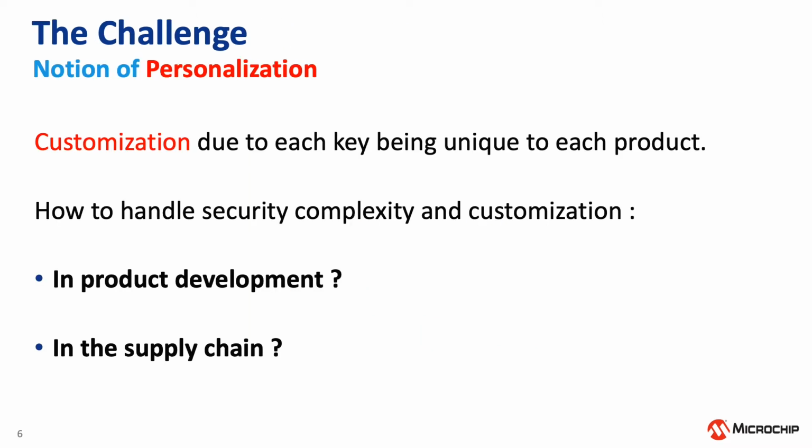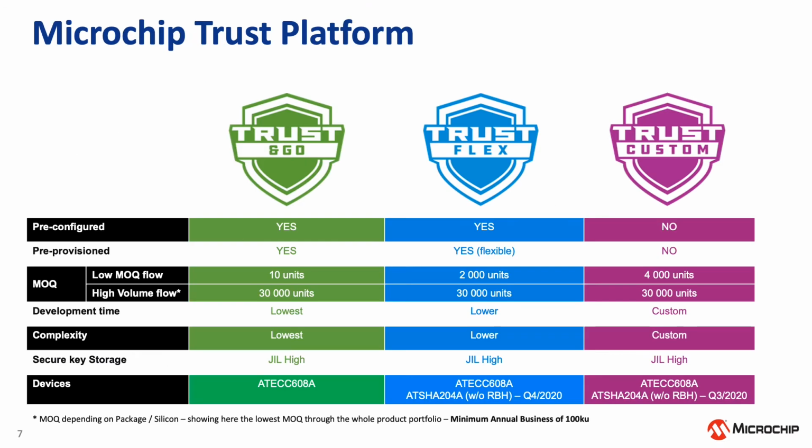So the challenge remains, and I've hit on it, it's customization when you deal with security in general, not just secure elements. How do you scale a customized system across the globe? And before you scale across the globe, you have to go through the development hurdle. That's what we've tried to address at Microchip in our secure element portfolio. We've launched the Microchip Trust platform for the crypto authentication family. It comes with three variants: Trust&GO, TrustFLEX, and Custom.